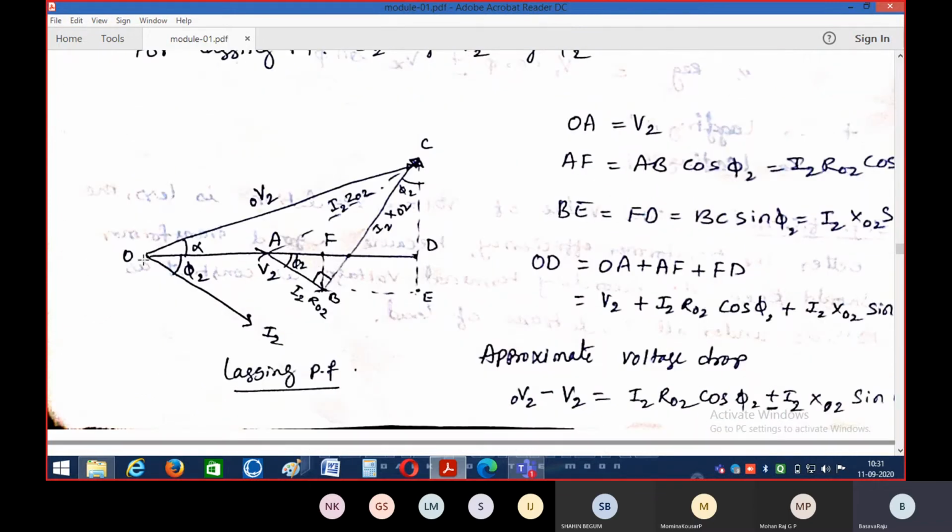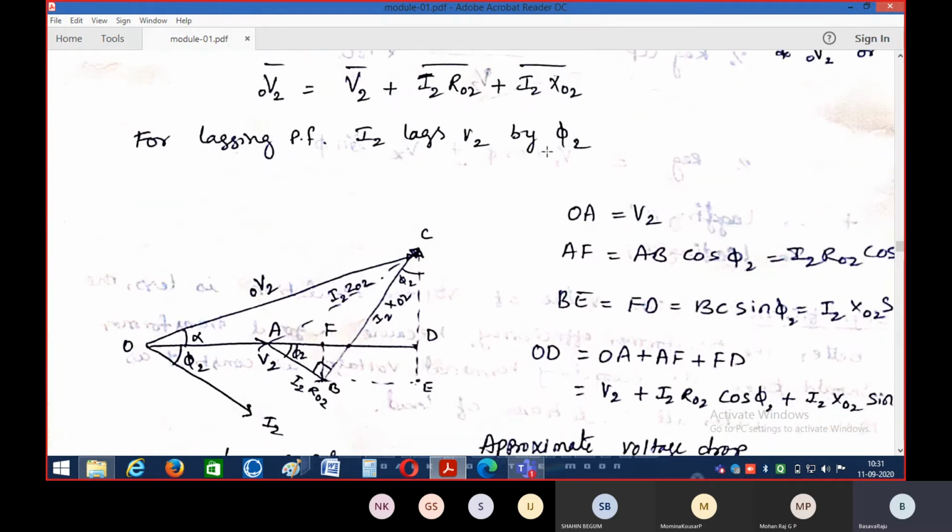Now look, what is the I2 phase for us? This is vector I2, right? So in phase with I2 means whatever the phase angle which this I2 is having, with the same phase from V2 if you represent, then that one is nothing but I2 R02. Okay, I2 R02, just draw a parallel with respect to I2. Now it is in phase only with respect to I2, right?